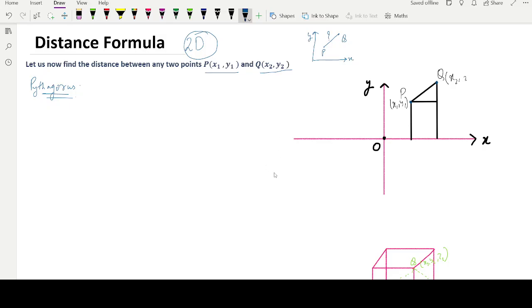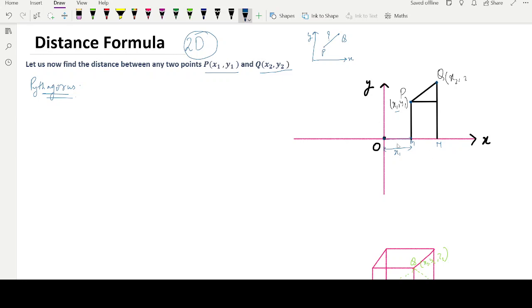Now the construction is: make a perpendicular on the x-axis from P and name it M, and also from Q and name it N. Now can you tell me the distance between O and M? This is basically x1, because this is x1.